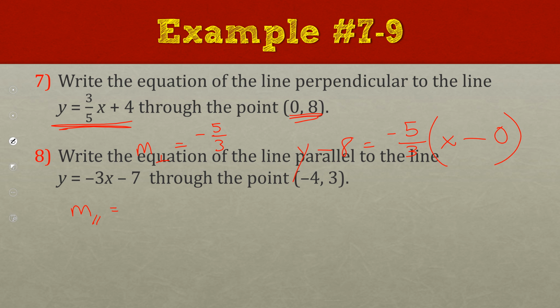Emily, what's the slope that we want here? -3. Good, and it's passing through the point -4, 3. I'm assuming point slope form is okay with you? Good, so what would my equation be? y minus 3 equals -3 times parentheses x plus 4. I'm assuming you meant parentheses there? Good, well done.